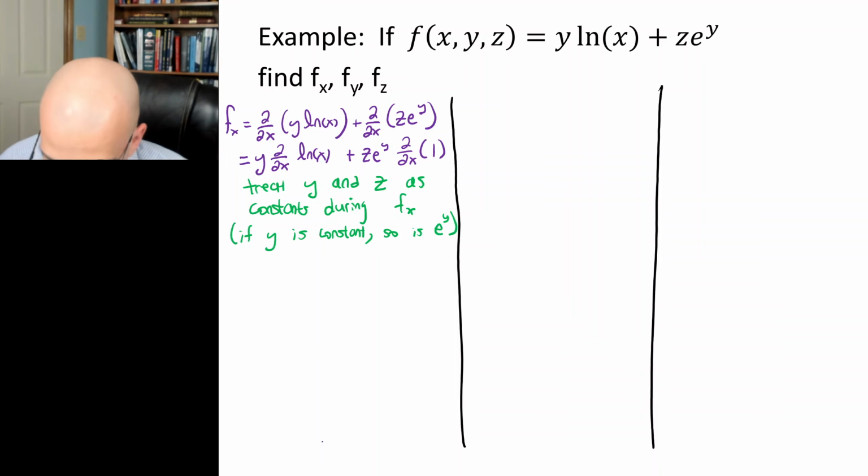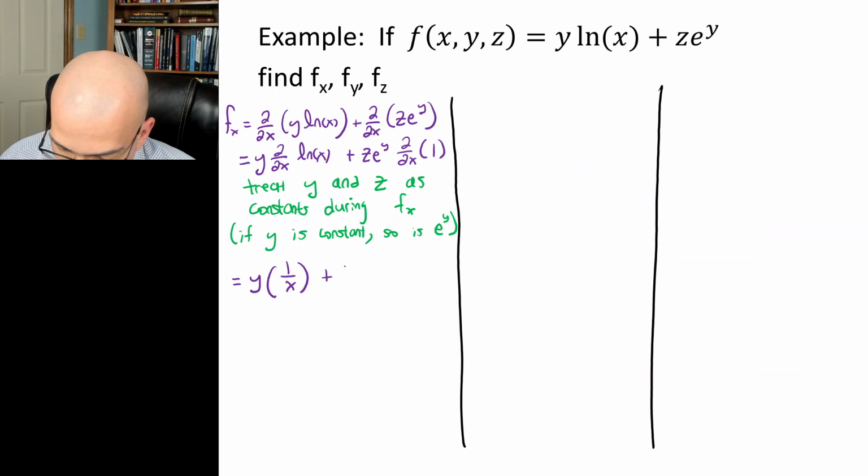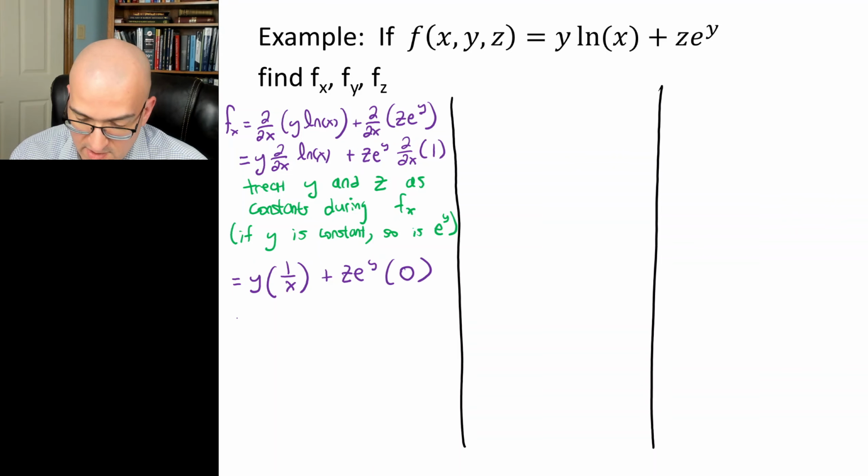All right, let's complete the derivative. We'll have y multiplied by the derivative of ln of x with respect to x. Derivative of ln of x is 1 over x. Plus z e to the y times 0. Derivative of 1 is 0. So we just have y over x as our answer.